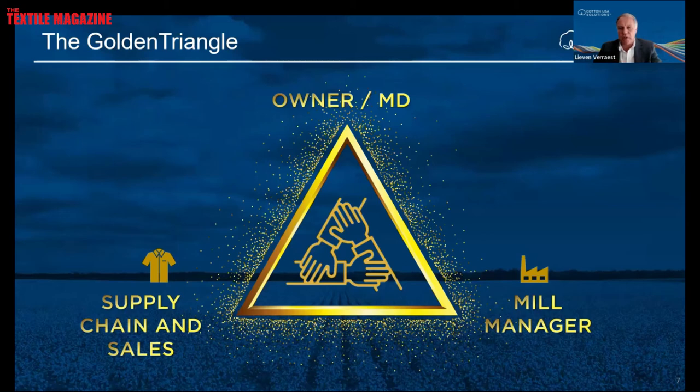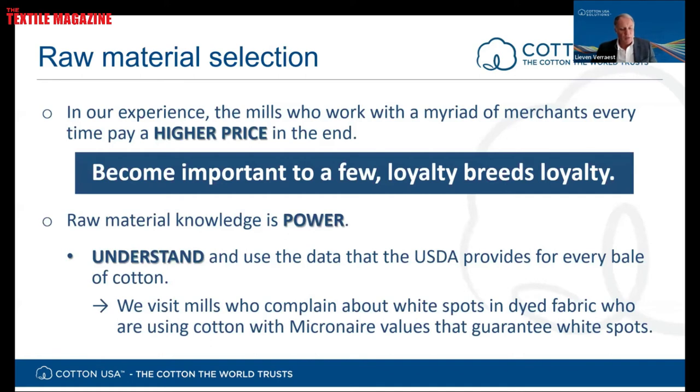In the purchasing decision of the cotton, we are convinced that these three main sectors of a spinning company have to be involved. In our experience, mills that put their cotton purchases out to a myriad of merchants every time they buy cotton might eventually be buying the cheapest cotton, but at the end of the day, when they spin it and sell it, they might pay a higher price. The rule should be to become important to few. We are convinced at CCI that loyalty is important, that loyalty breeds loyalty, and that knowledge of the raw material is power also.